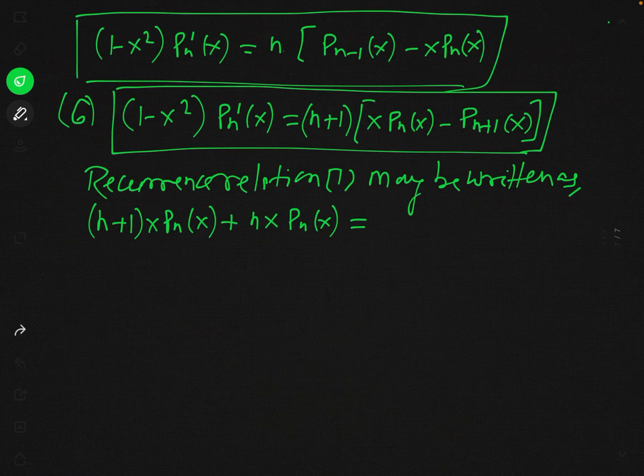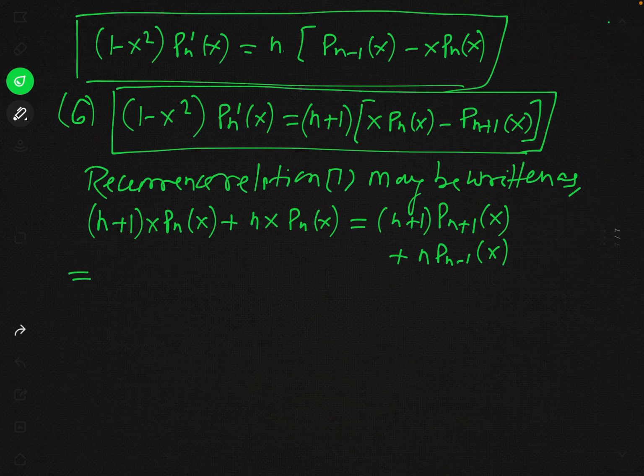So this is (n+1) x Pn(x) plus n x Pn(x). And this is actually equal to (n+1) into Pn+1(x) plus n into Pn-1(x).